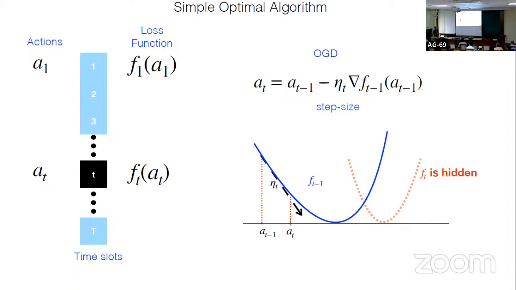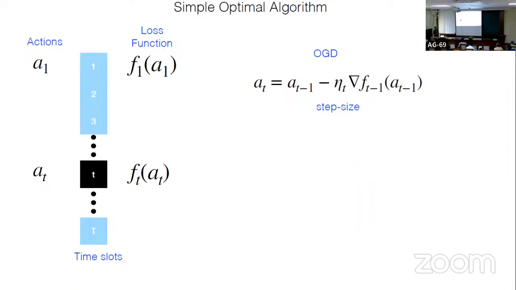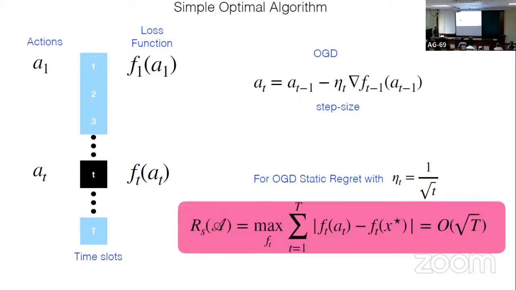And on that function, I'm taking one gradient step. This is the actual formula for one gradient step, and the step size is chosen appropriately. So if you choose the step size to be 1 by square root little t, what you can show is that the regularity is at most square root t. The proof is actually 2 lines. I had it, but I decided to skip it.